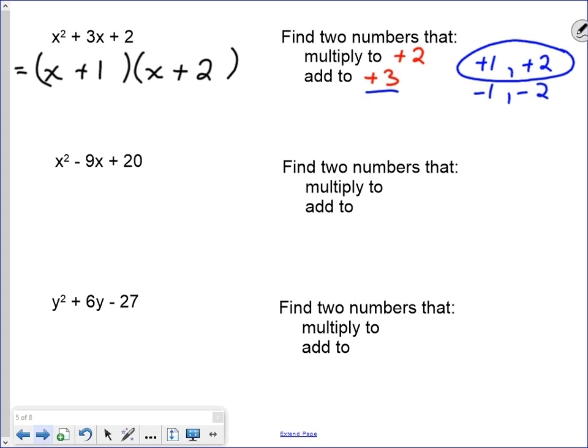All right, let's look at our next one. X squared minus 9x plus 20. Again, I want to factor this as two binomials.